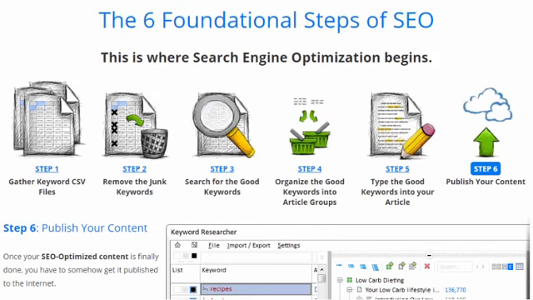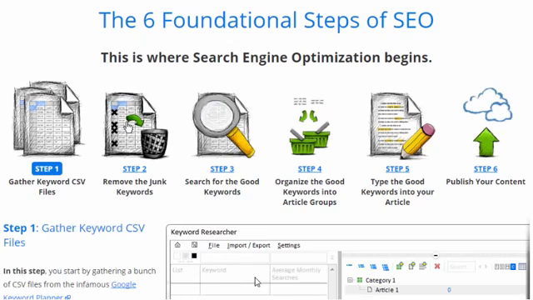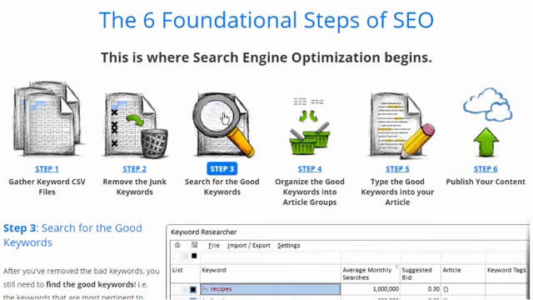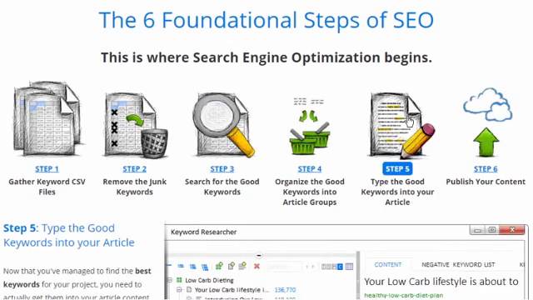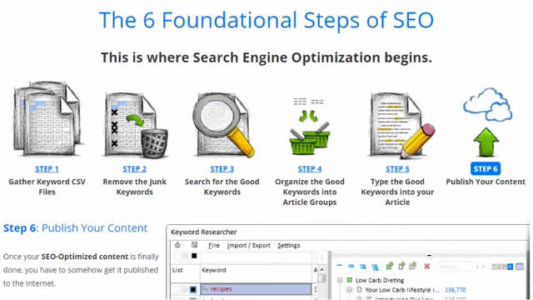Pretty much no matter what tool you use, a typical day of SEO is going to involve these 6 steps. Find keywords, remove junk keywords, search for the good keywords, organize the keywords into logical groups, write your article using these keywords, and then publish your content articles to the internet. You can't really take out any process in this chain, and Keyword Researcher was designed from the ground up to help SEO guys with this process, with these 6 steps.